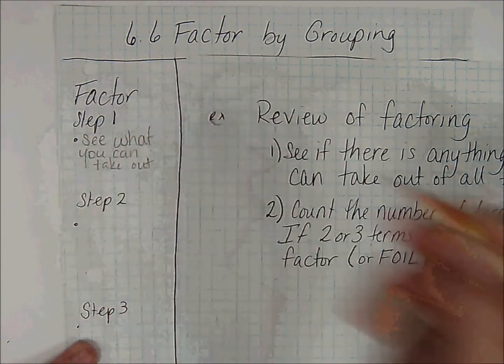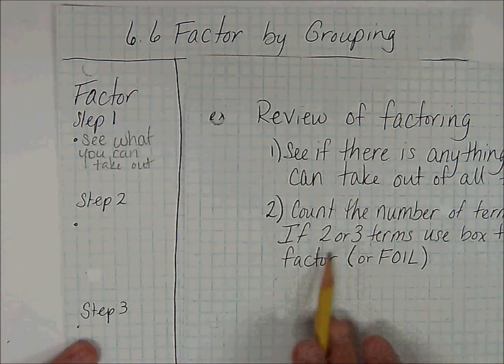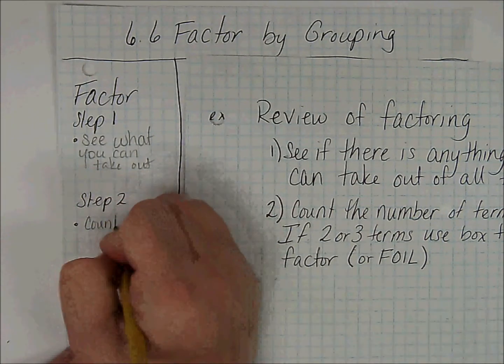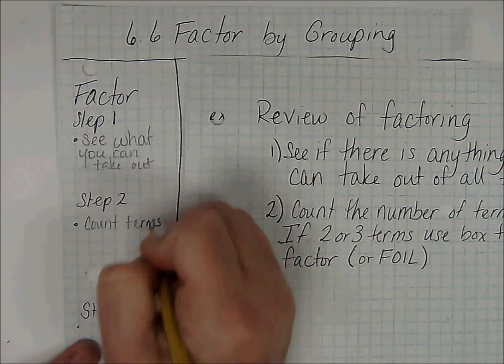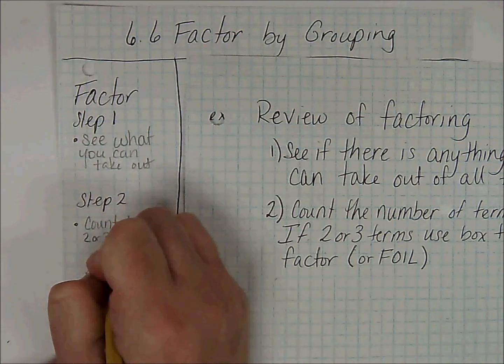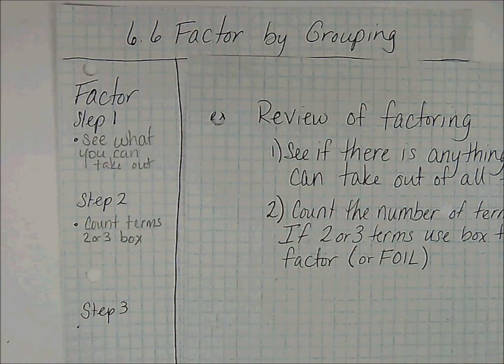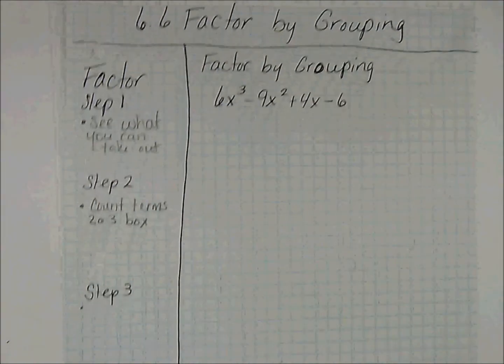Step 2, count and see if we have 2 or 3 terms, and we do the box or FOIL. Count terms, 2 or 3, do the box. And now we're on step 3. What happens if we don't have 2 or 3?